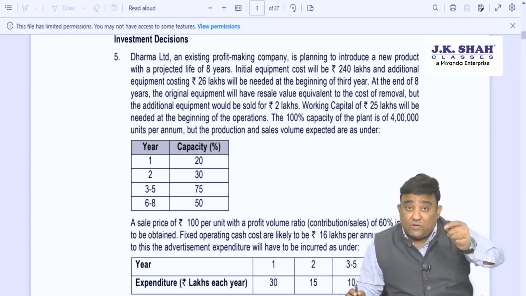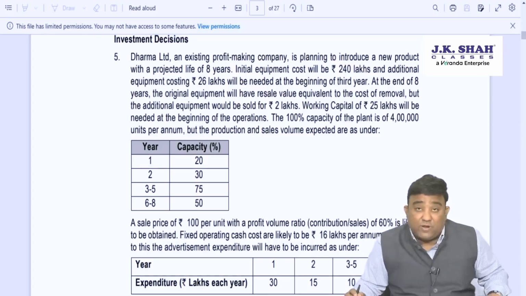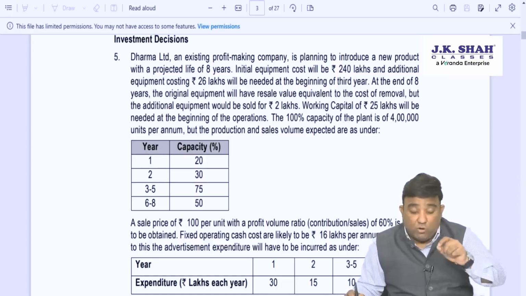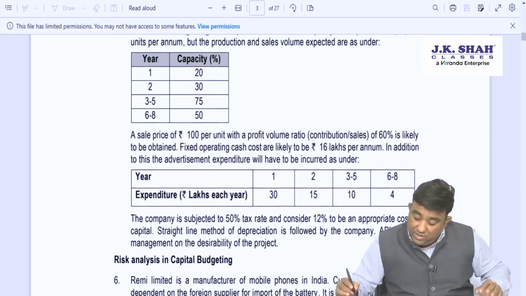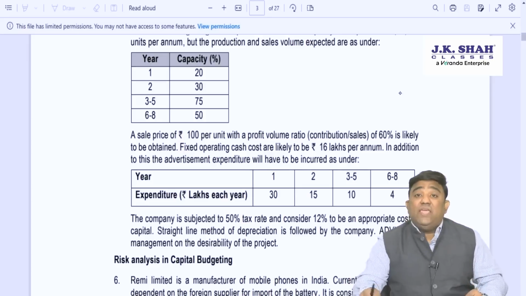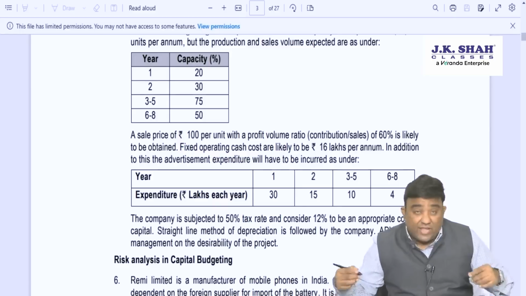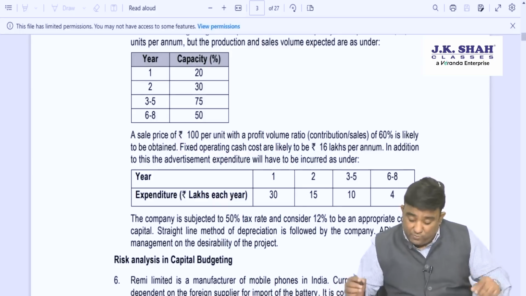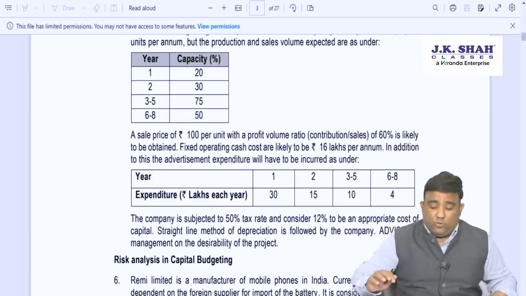Working capital 25 lakh needed at the beginning of the year. Needless to mention, it will be realized at the end of expected life. 100% capacity is 4 lakh units, and production and sales volume are given for year 1, 2, 3 to 5, 6 to 8. Selling price 100. PV ratio is 60% contribution. Fixed cost is 16 lakh. In addition to this, advertisement to be incurred every year is separately given for year 1, 2, 3 to 5, 6 to 8. Tax rate is 50%. 12% is appropriate weighted average cost of capital. SLM method. Advise the management about desirability of the project.